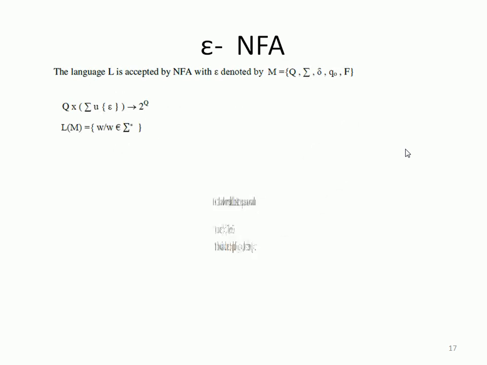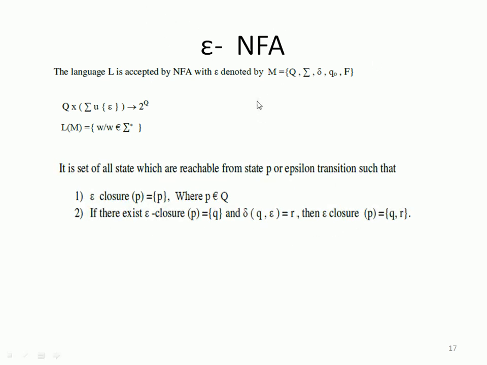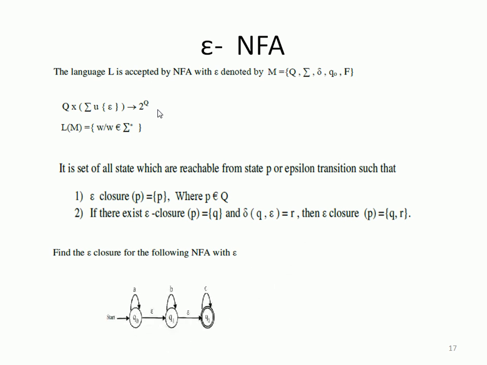One more improvement over the NFA is the epsilon NFA. In an epsilon NFA, Q into sigma is up to 2 power Q; now it is Q into sigma union epsilon. That is why epsilon will be there: even with no input, there will be transitions. We are going to see those transitions further in a subsequent discussion.